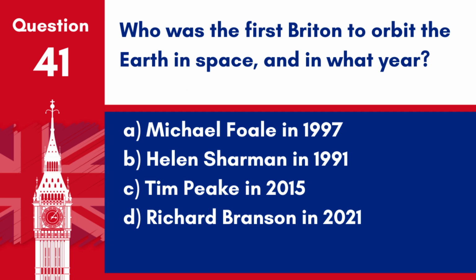Question 41. Who was the first Briton to orbit the Earth in space, and in what year? A. Michael Foale in 1997, B. Helen Sharman in 1991, C. Tim Peake in 2015, D. Richard Branson in 2021. Answer: B. Helen Sharman in 1991. Helen Sharman became the first Briton to travel to space and orbit the Earth when she flew to the Mir space station in 1991.